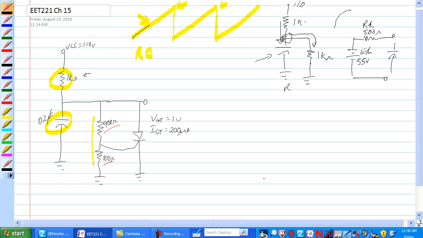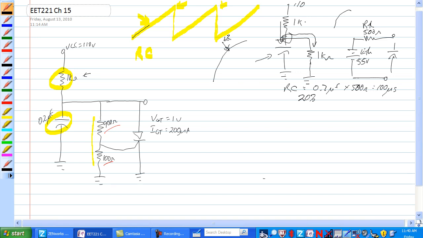The RC time constant is 0.2 microfarad times 500 ohm equals 100 microseconds. 20% of that, which is actually what they designed the circuit for. They designed it for 20%.